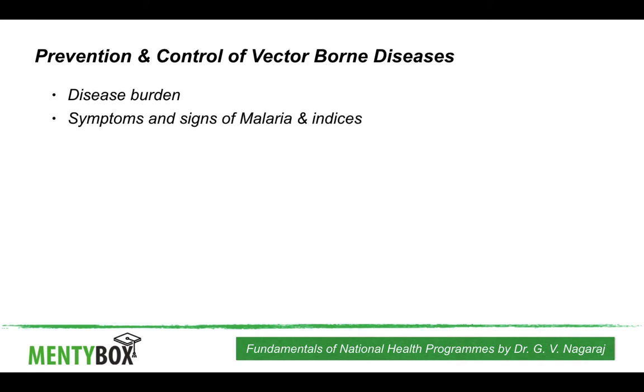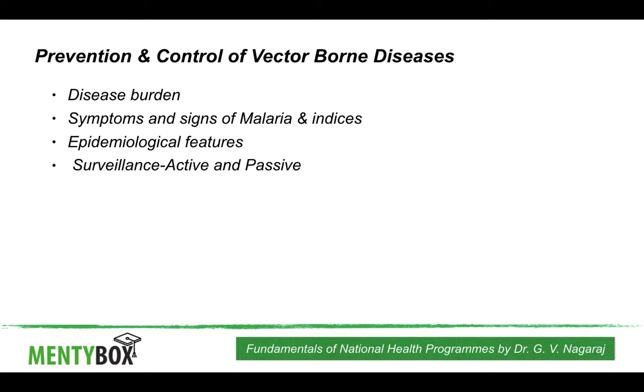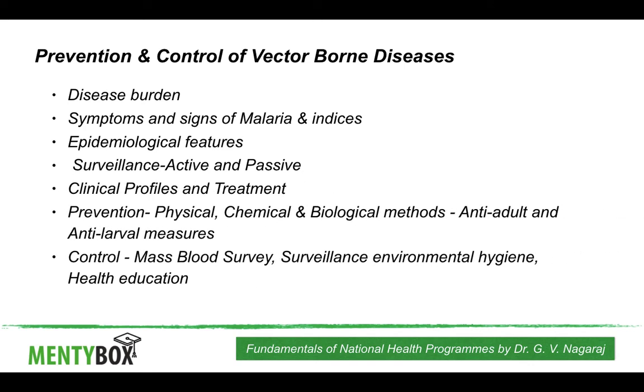In terms of prevention and control of vector-borne diseases, we have to note the disease burden. What are the symptoms and signs of malaria and what are the indices? What are the epidemiological features? Surveillance, active and passive surveillance, clinical profiles and treatment, preventive measures: physical, chemical, biological, anti-adult and anti-larval measures. What are the control measures? Mass blood surveys, surveillance, environmental sanitation and health education. National goals and targets under MDGs, national health programs, sustainable development goals.